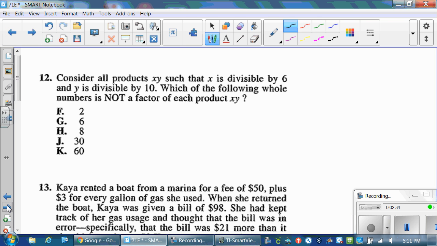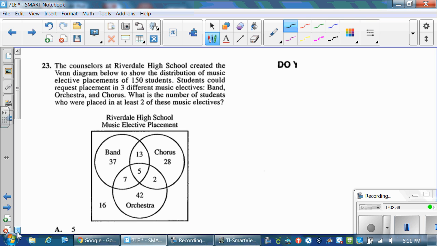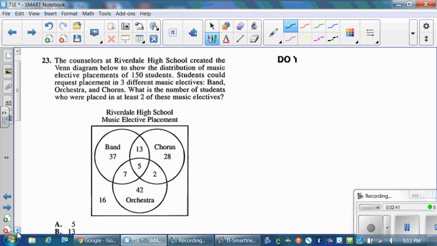23. The counselors at Riverdale High School created the Venn diagram shown below to show the distribution of music elective placements of 150 students. Students can request placement in 3 different music electives: band, orchestra, chorus. What's the number of students who are placed in at least 2 of these music electives?